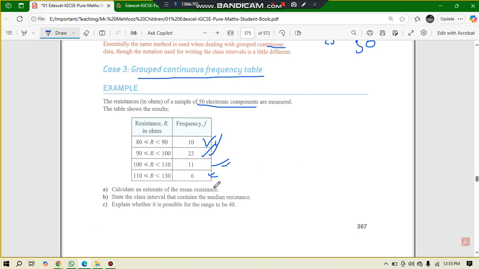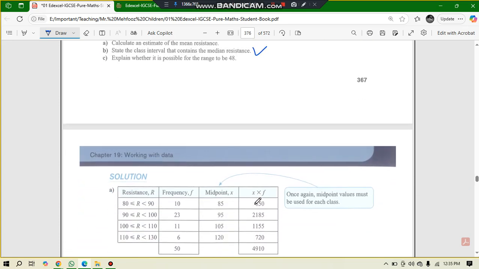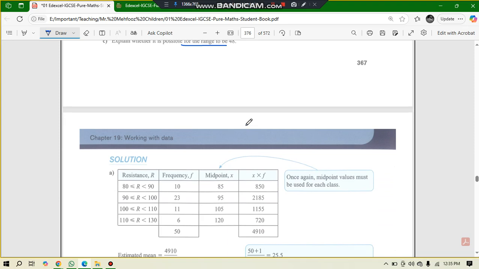So we have to calculate the mean resistance, state the class interval that contains the median resistance, and also explain whether it is possible for the range to be 48. So is it possible the range will be 48 or not, right? So we have to find these three things in this example.